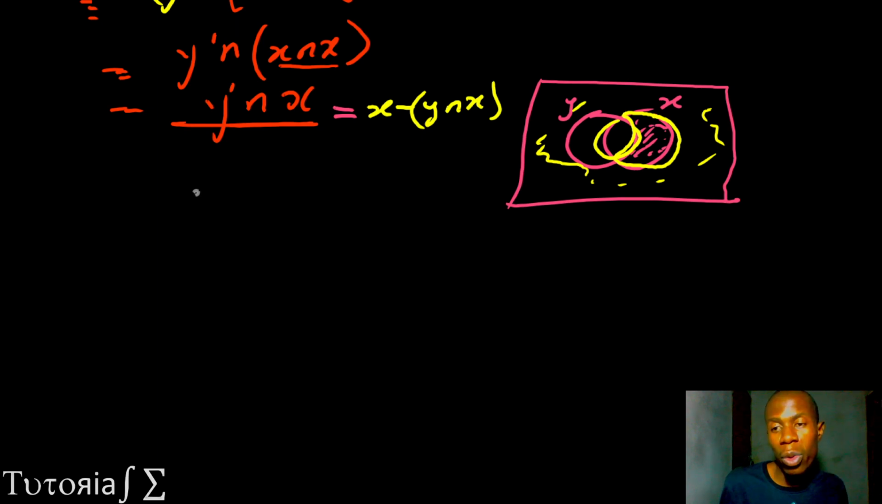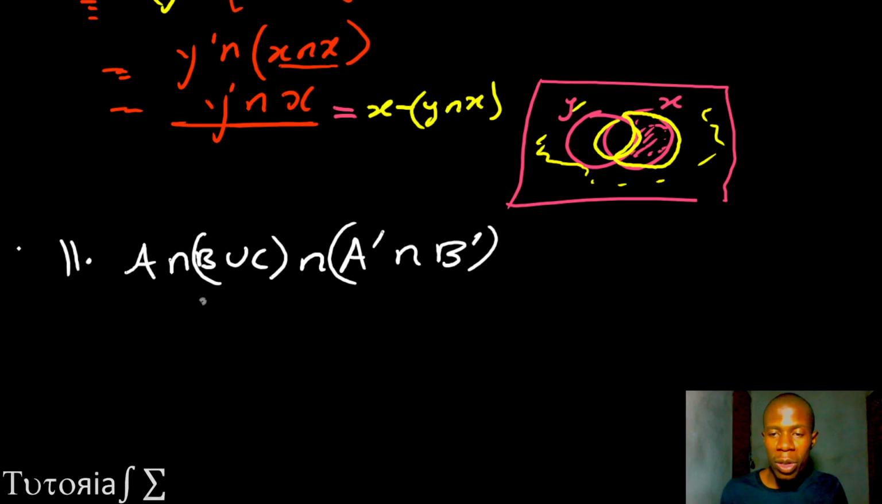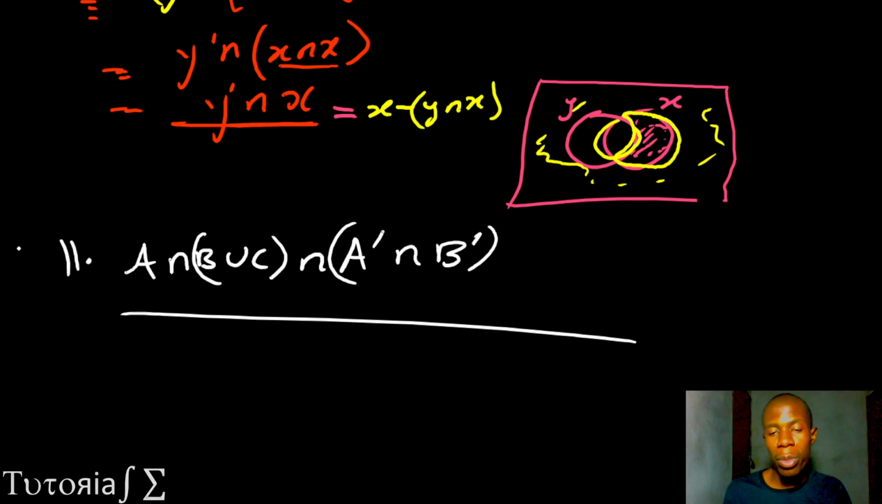Now let me give you an example to try out. Try to simplify the following question, then I'll give you more questions later on. So try to simplify this: A intersection B union C intersection A complement intersection B complement. Try to simplify this, then we see how we move from there.